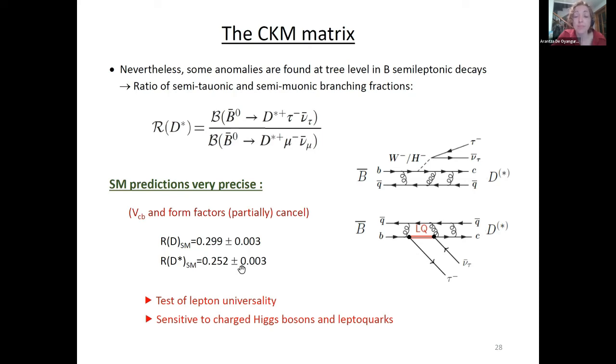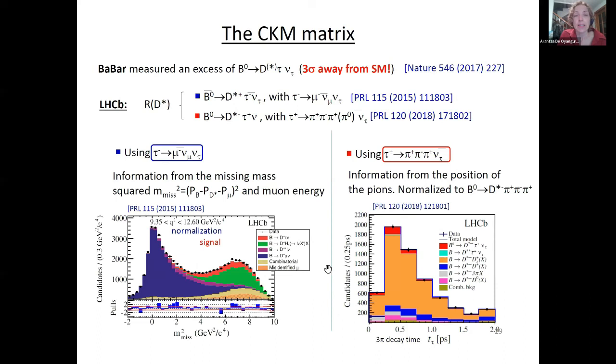And also, they allow to test, apart from being sensitive to charged Higgs or leptoquarks, the lepton universality. And I think you will also have lectures this week about it. And this was very intriguing because there was a measurement from BaBar on this channel that was 3 sigma away from the standard model.